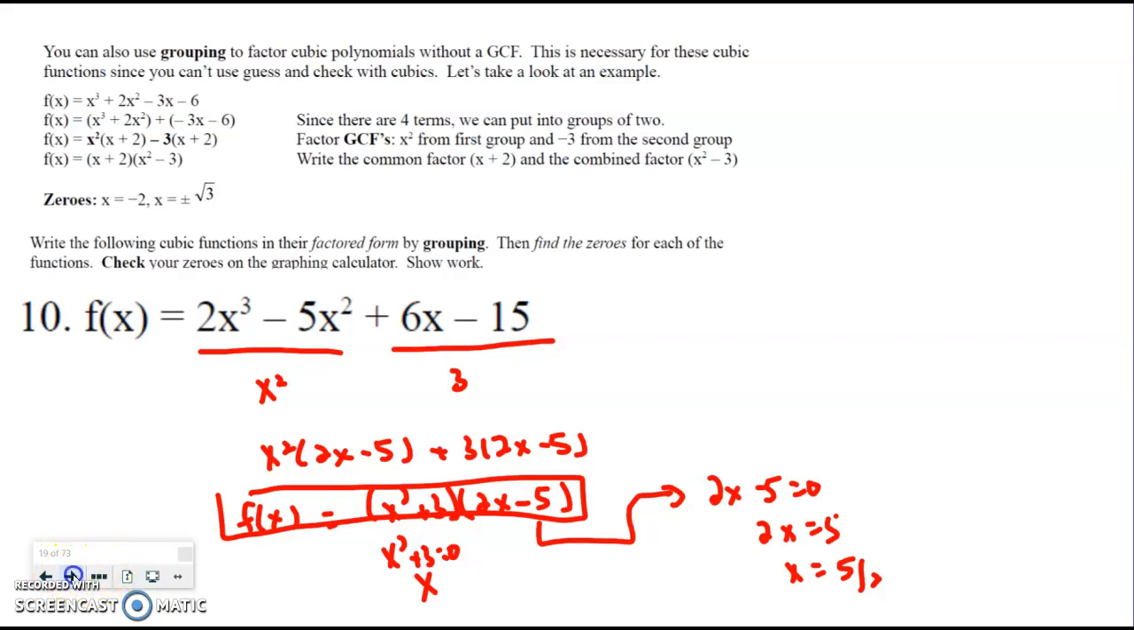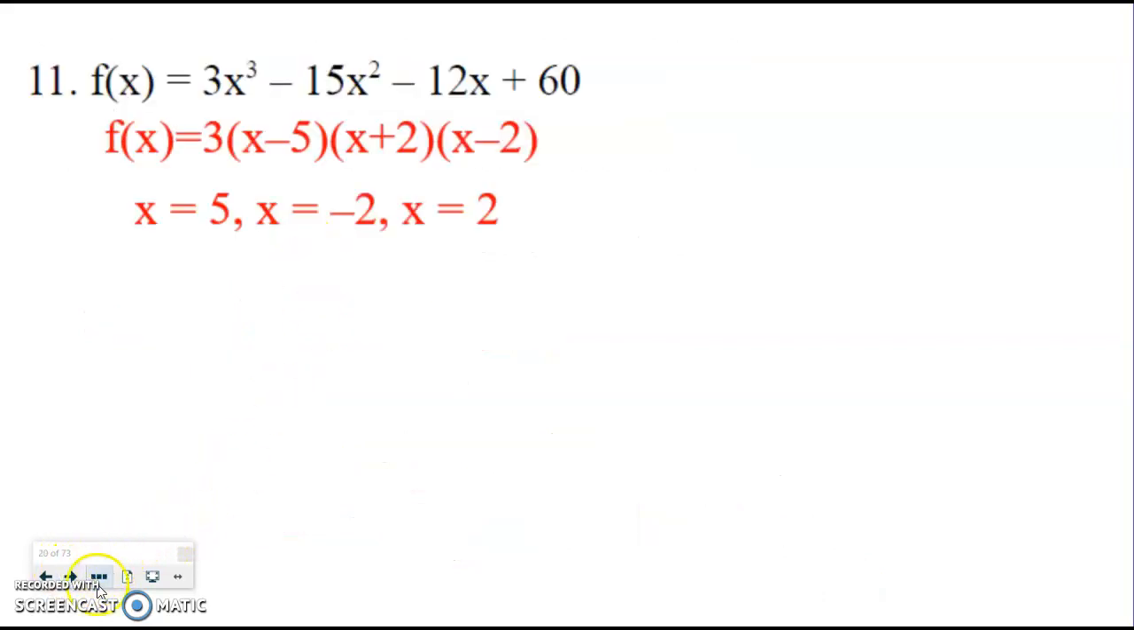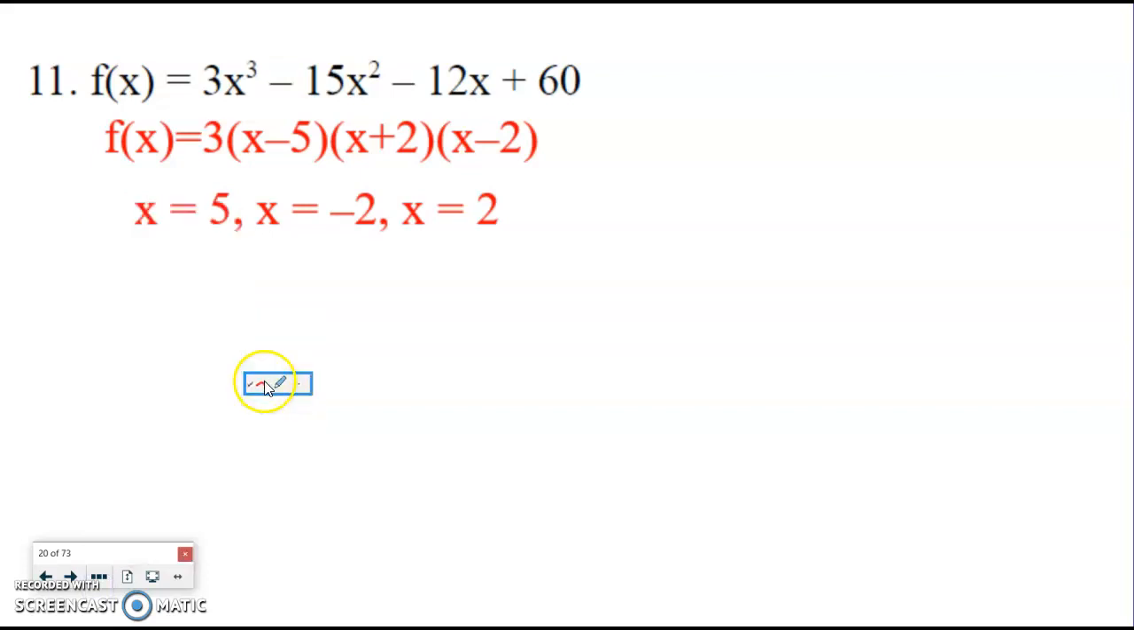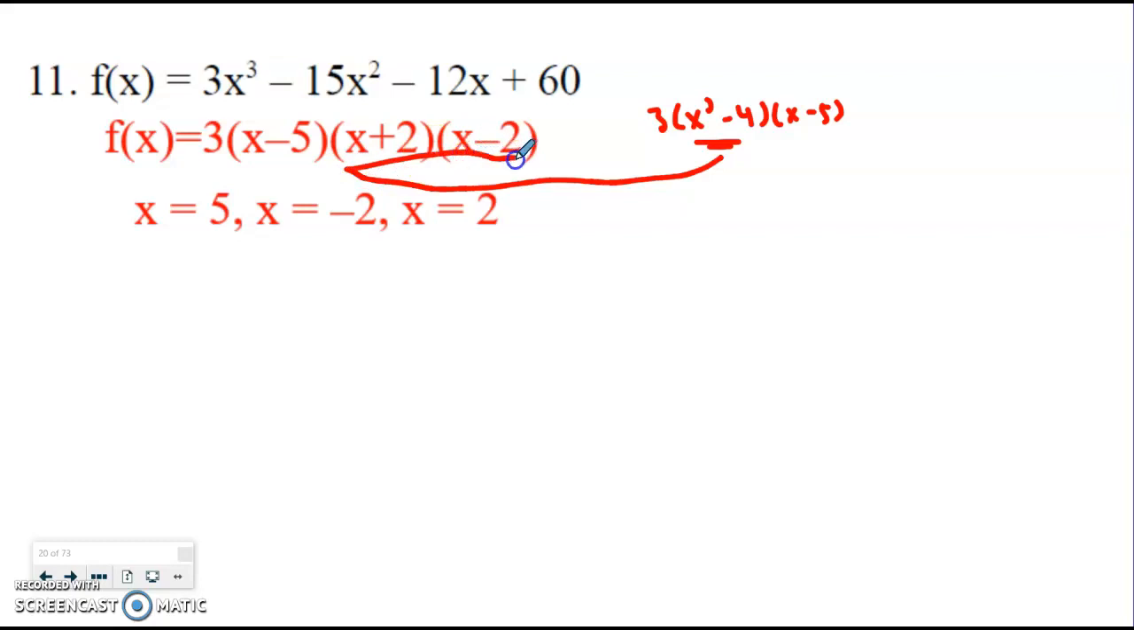All right, so for this next, for number 11, that was the one I was asking you guys to look at. I ended up getting 3 and then x minus 5, x plus 2, x minus 2. That's the factored form. I think you guys would end up with, before, 3x squared minus 4, x minus 5. And x squared minus 4 gets me the x plus 2 and the x minus 2.